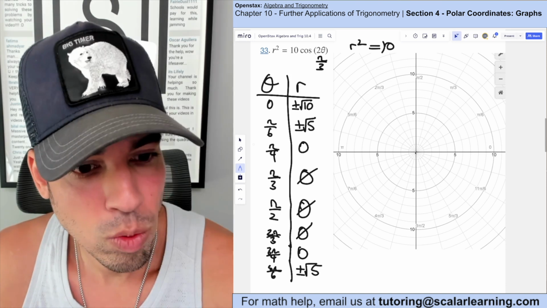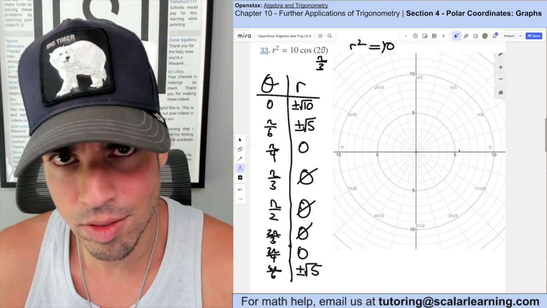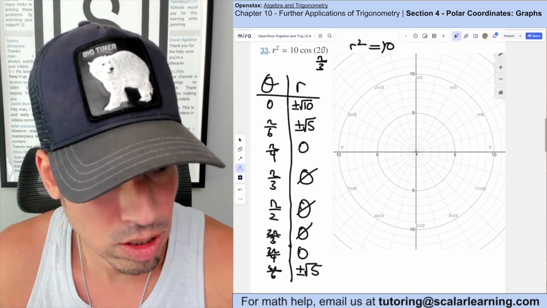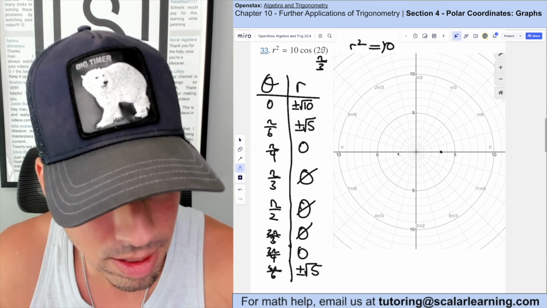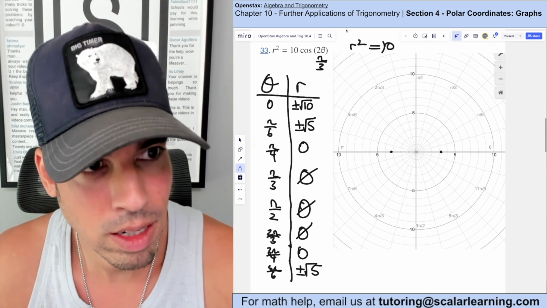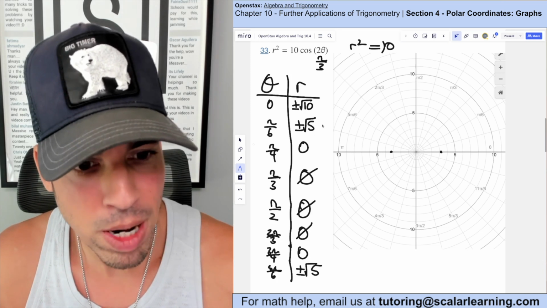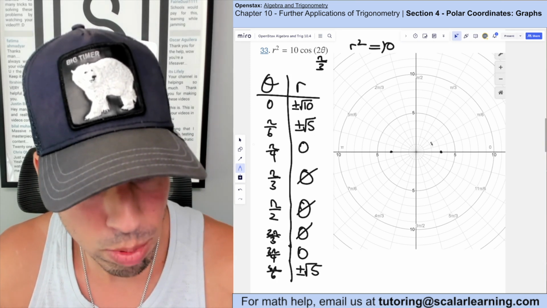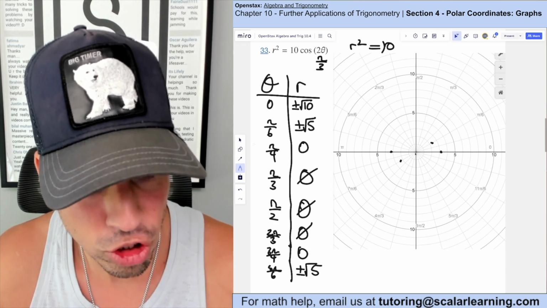Let's plot them out. So when we've got 0, we've got 2 values, positive square root of 10 and negative square root of 10. And that's about 3.16. For 0, we're going to go out to positive, let's say here approximately, and the negative, so also on the other side here. For pi 6, we've got square root of 5, which is 2.24 approximately, and positive and negative. So pi 6, we go let's just say 2.2 and negative 2.2. So you can kind of see what this is shaping up to be.